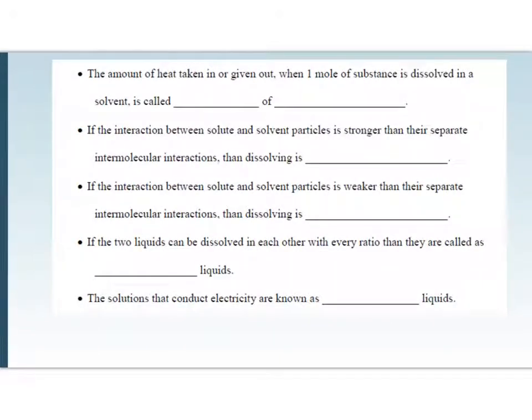So how do we classify these heats? The amount of heat taken in or given out when 1 mole of substance is dissolved in a solvent is called heat of dissolving. If the interaction between the solid and solvent particles is stronger than their separate intermolecular interactions, then dissolving is said to be exothermic. If the interaction between solid and solvent particles is weaker than their separate intermolecular interactions, then dissolving is endothermic.